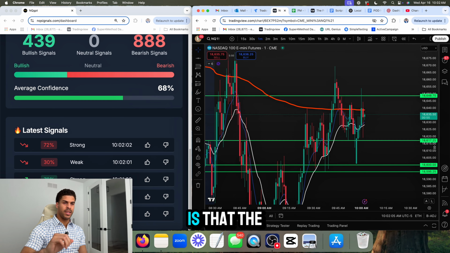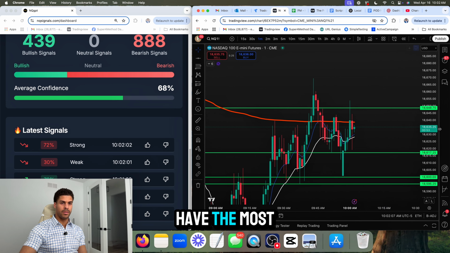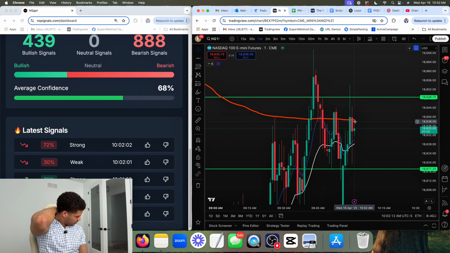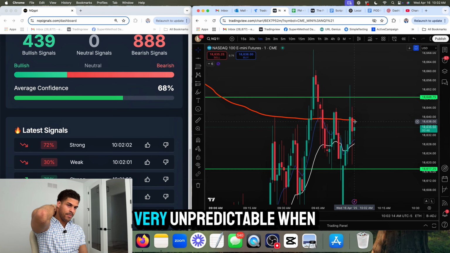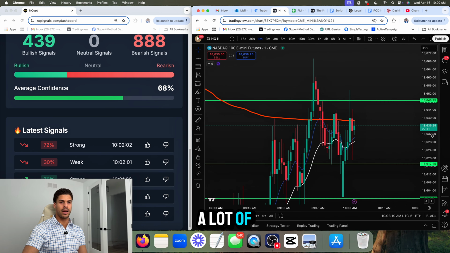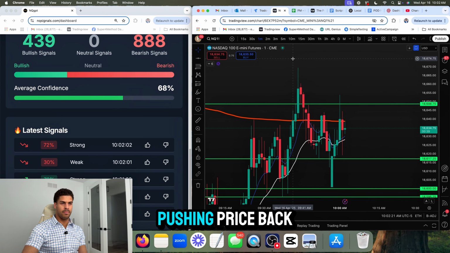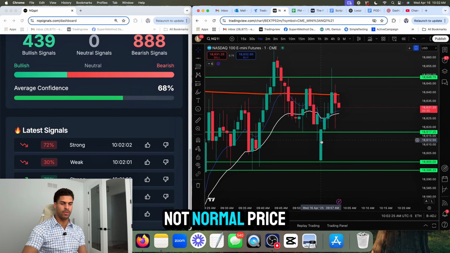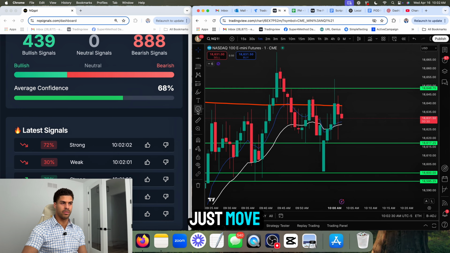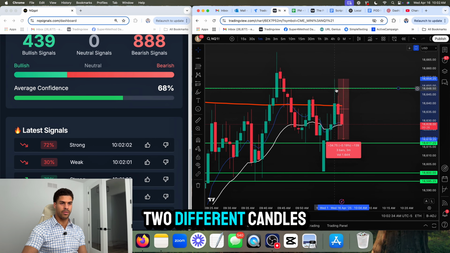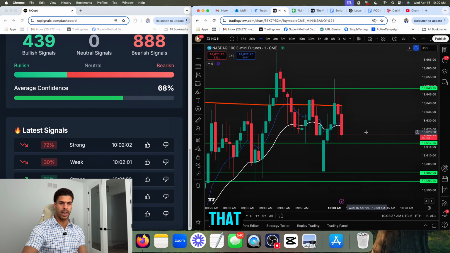It has a lot of different meanings, but the biggest thing about it, in my opinion, is that the biggest traders, the ones who have the most capital, all have a plan at VWAP. All of them do. And so it makes price very unpredictable when we get near it, because you have a lot of large players pushing price back down, pushing price back up. This is not normal price action, right? Price shouldn't just move 34 points in 2 different candles above and below VWAP like that.